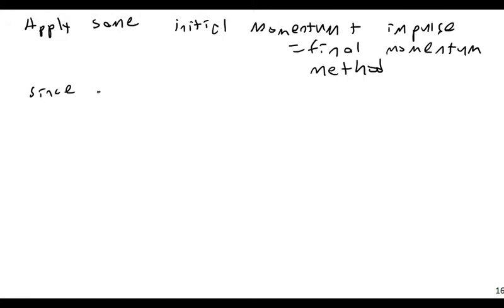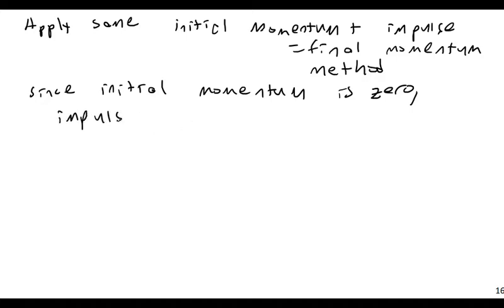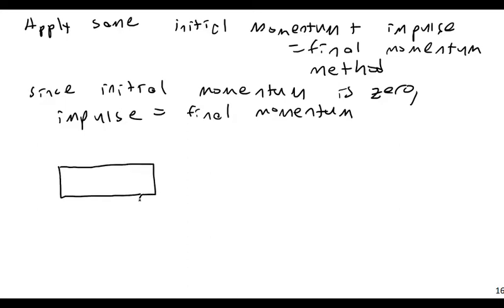Since initial momentum is 0, then we can simply say that the impulse is equal to the final momentum, or at least defined as final immediately after the collision. So if I draw this out here, I want to draw this plate, and I'm going to show all these forces on the plate and the appropriate delta t's and dimensions, etc.